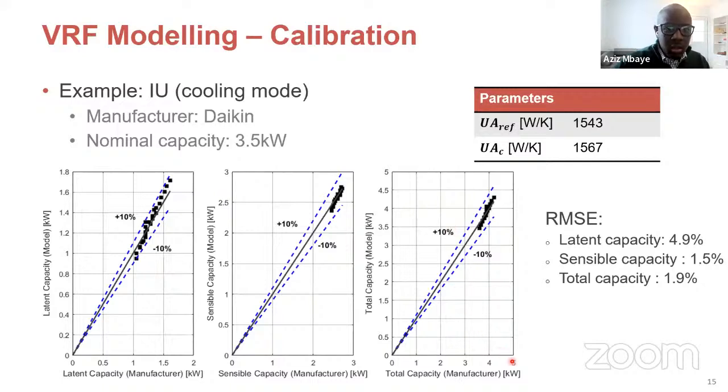capacity. And the calibration results show that for this particular indoor unit, the parameters will be a VRF of 1543 watt per Kelvin and a UAC of 1567 watt per Kelvin, and the total error for those performances is given here by the root mean square error, which is relatively low. So we have a good calibration result for this particular unit.